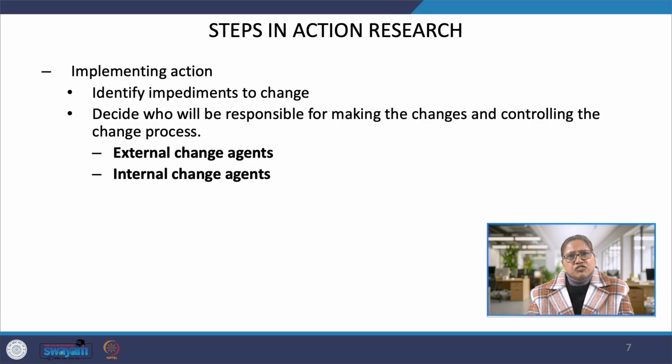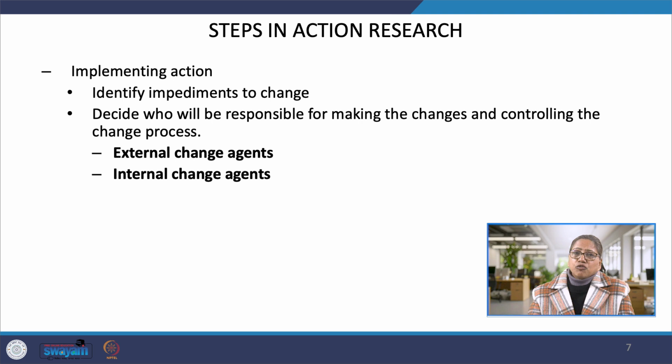External change agents and internal change agents play a major role in diagnosing the problems. External agents are outside consultants, those who have expertise in understanding the problems of the management and who are experts in managing change.